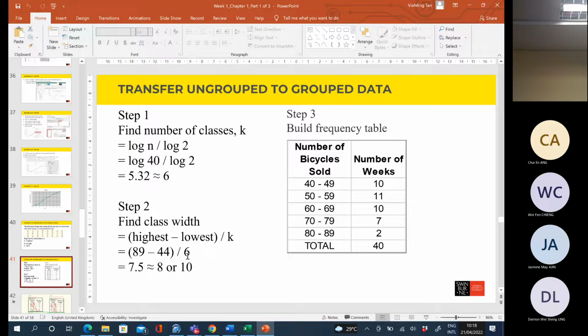Okay, if we decide to use 10 numbers in one class, then for the first class, which number will we start from? You may find that the lowest number is 44 from the data set. So you can start from 44 if you want, or 41, but I'll start from 40. Some students also ask, can we start from 41? Yes, you can also if you want.